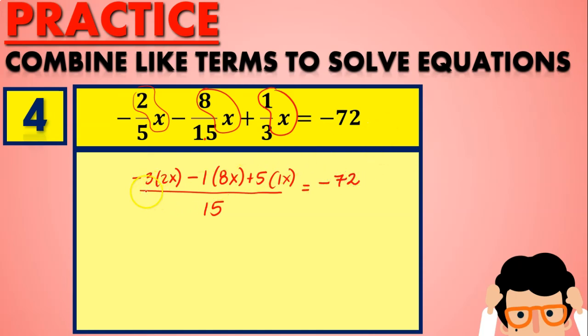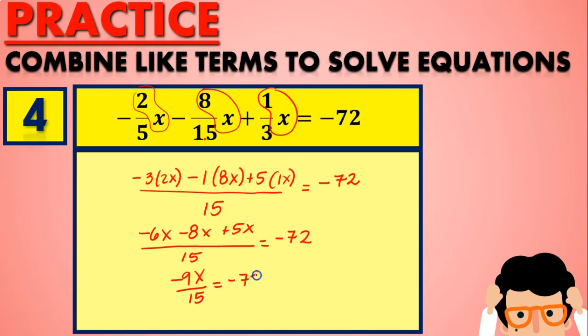So now we have minus 3 times 2, that's minus 6x. Minus 1 times 8 is minus 8x. And plus 5 times 1 is plus 5x. And that is all divided by 15, and that is equal to minus 72. Now everything that has x can be further simplified. Minus 6 minus 8 plus 5 is going to be minus 9x divided by 15. And that is going to be equal to minus 72.